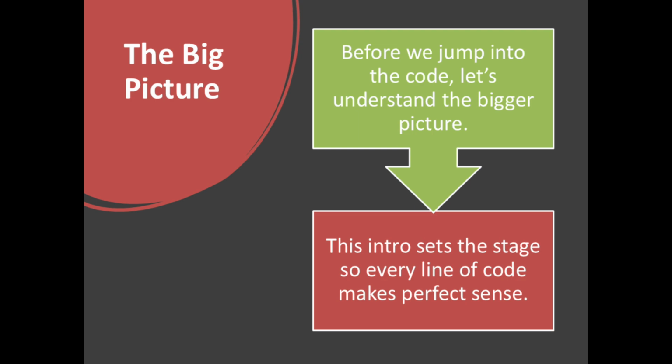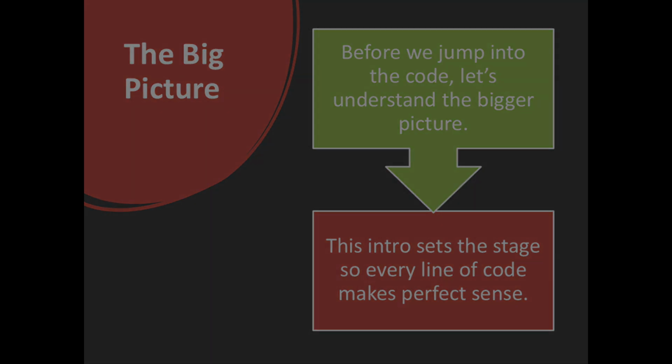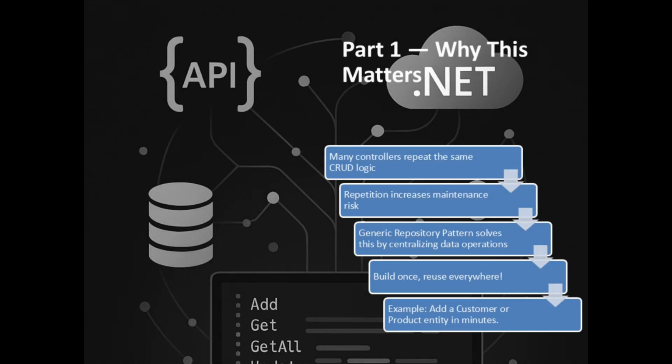The generic repository pattern solves that. It gives us one central place to handle all data operations. We build the logic once and reuse it everywhere. Imagine adding a new entity like customer in minutes. Create the model, inherit the generic controller, and boom, all CRUD operations just work.